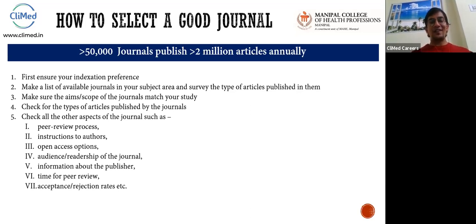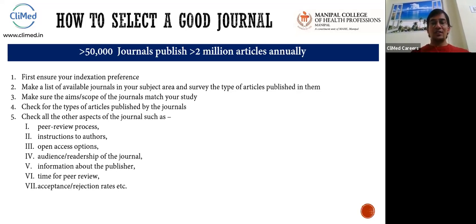So you have to look at the time for peer review also. Sometimes we make bad decisions just by looking at the title of the journal, or just by looking at the reputation of the journal. But we should look at these points also: the time of the peer review, and the acceptance and rejection rates.